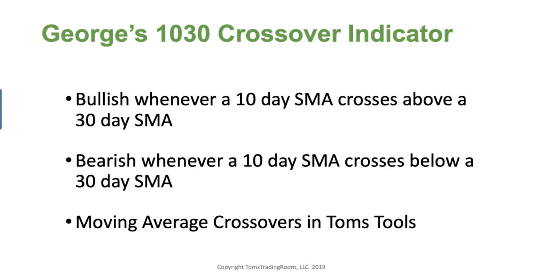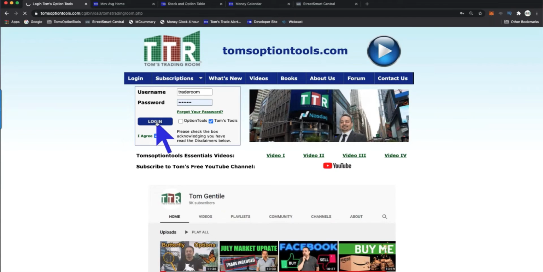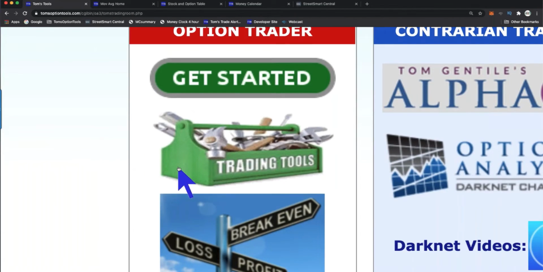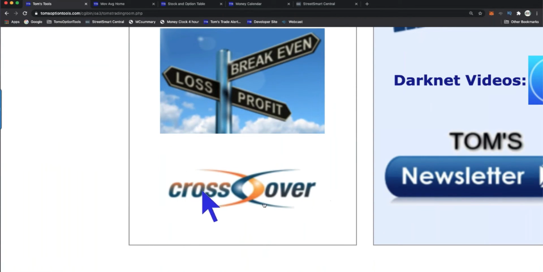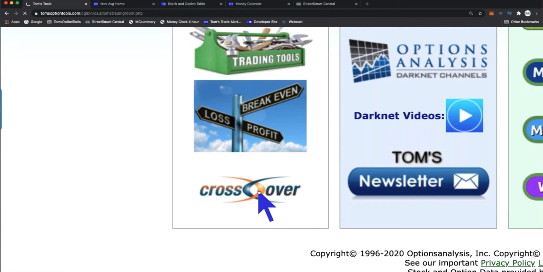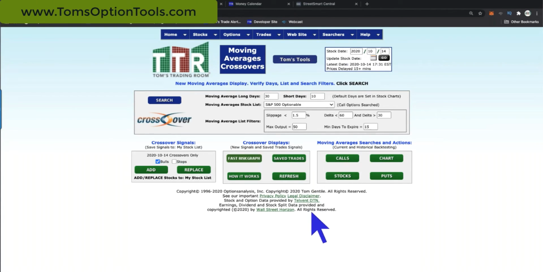Now, these crossovers, for those of you that use our tools, they're found in our tools, and they're actually found very easily. I'm just going to show you real quick where you'd find those. We're going to go to tomsoptiontools.com. I'm going to log in real quick. And then if you go right here under Option Trader, click on the crossover image, and that'll move you there. We're going to come back to this here momentarily.